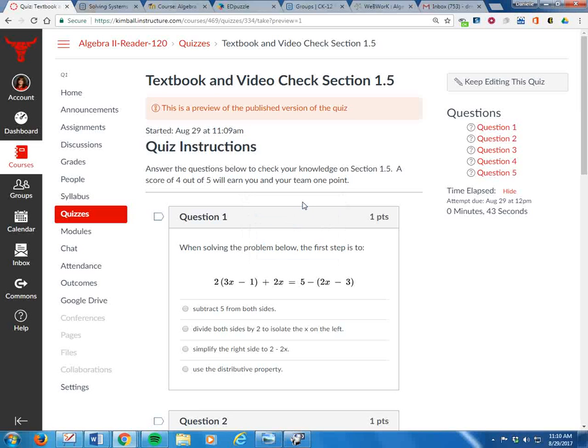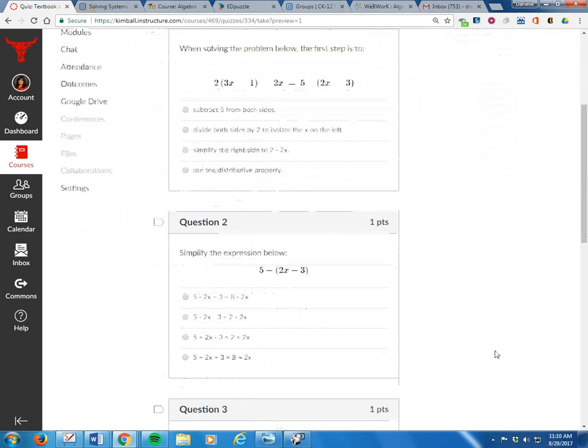Okay, going through the quiz. When solving the problem below, what's the first thing you do here? Distribute. You shouldn't try to combine like terms or anything outside those parentheses until the parentheses are gone, because parentheses, PEMDAS, that's the first order of operations. So we've got to distribute.